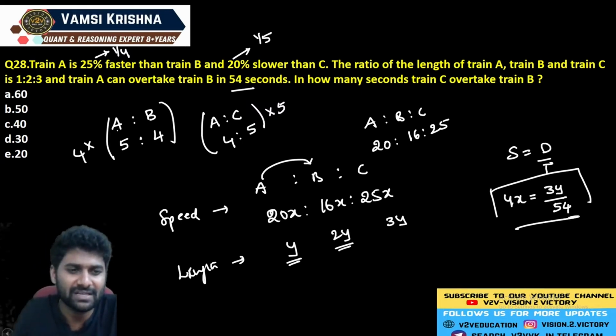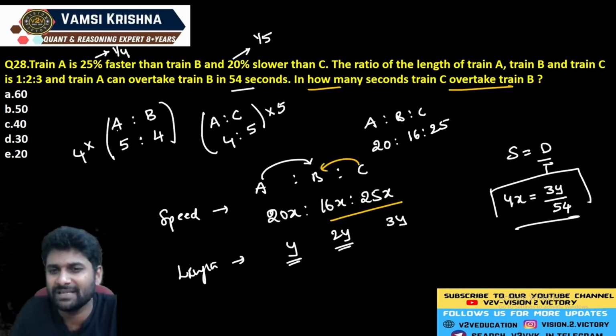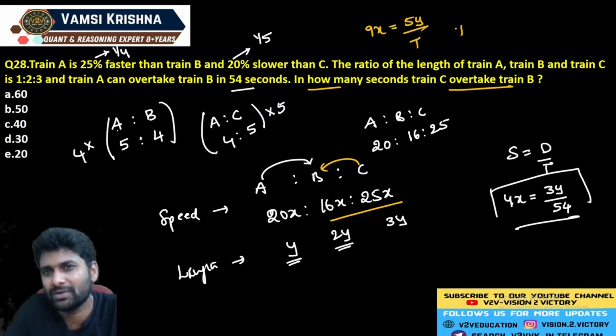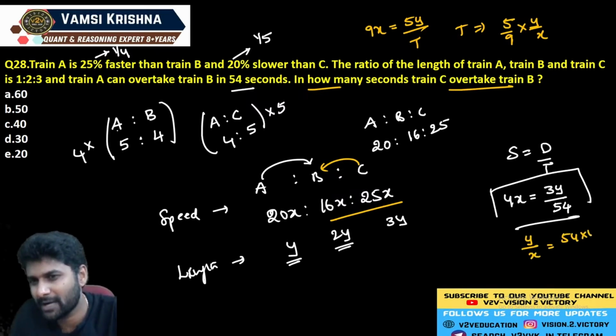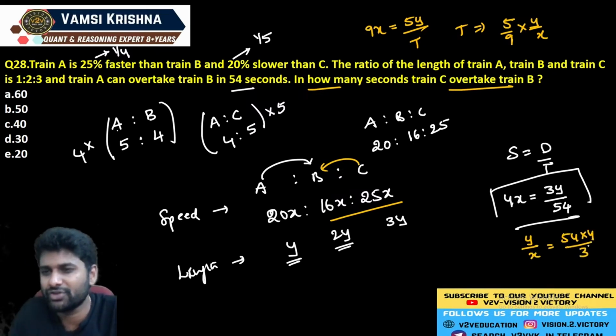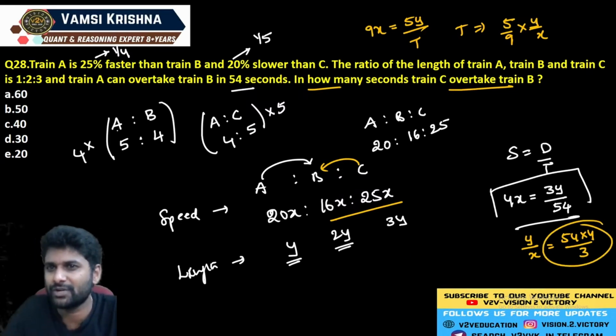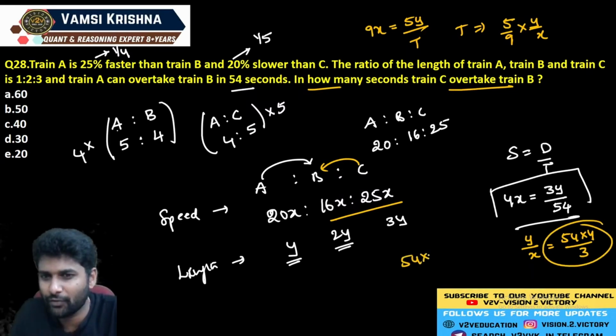Now take another equation, guys. The question here: in how many seconds does C overtake B? C overtakes B. What about the speed here? It's 9x, exactly equal to distance, where the length of the train is 5 by... you should identify the time. So time is equal to 5 by 9th of y by x. Now what about the y by x here? y by x is exactly equal to 54 multiplied by 4 divided by 3. Now we should multiply these values. So substituting here, the final value is 54 into 4 divided by 3, again multiplied by 5 by 9.